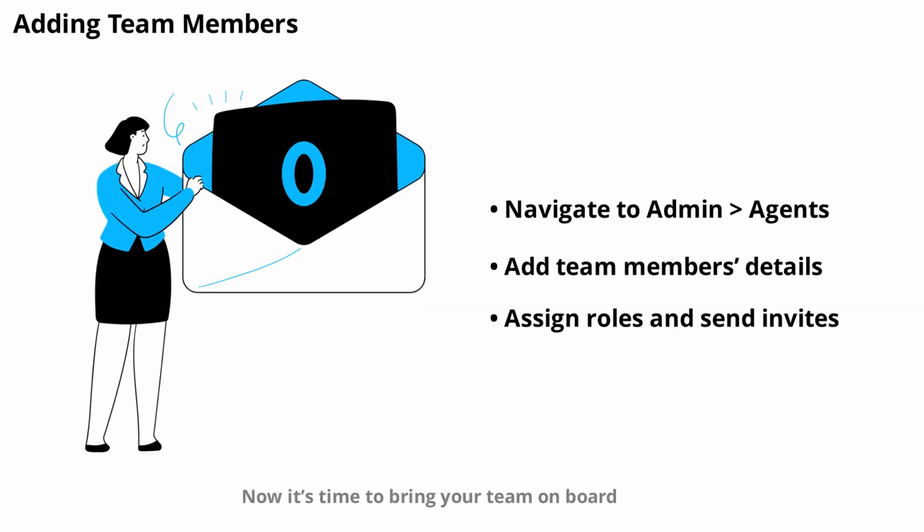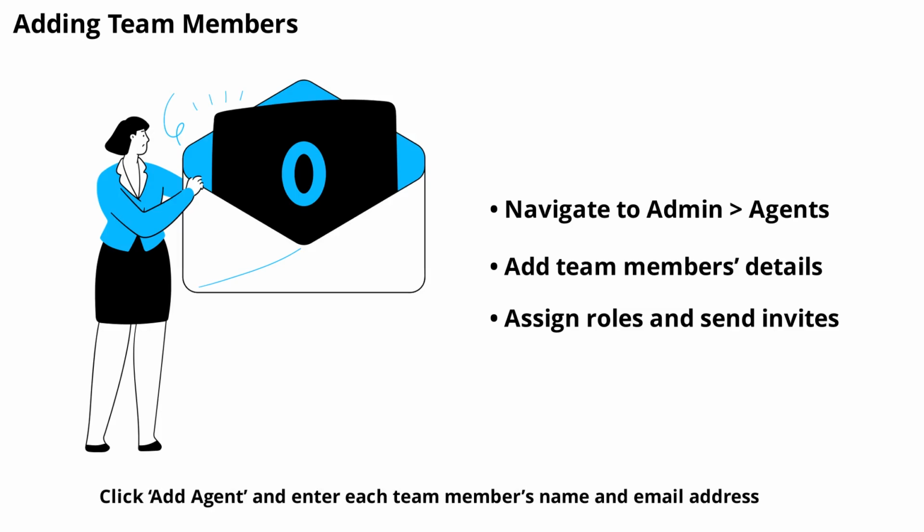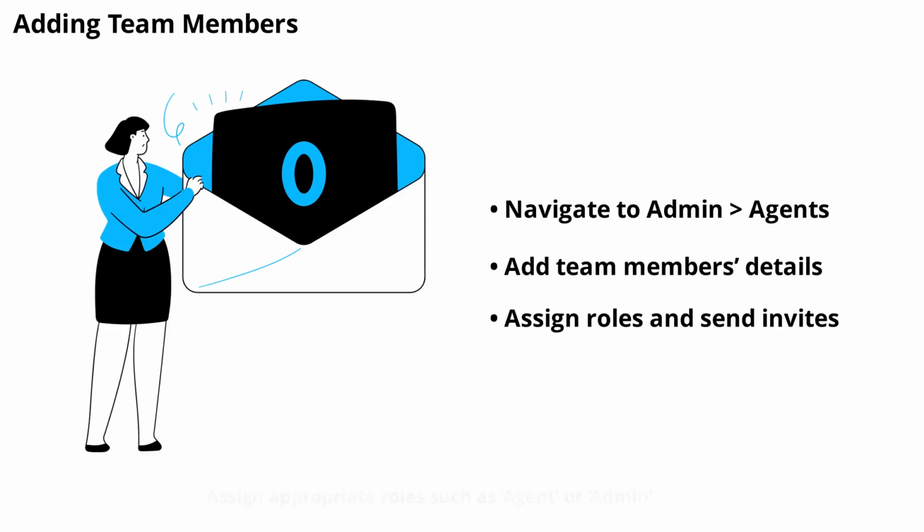Now it's time to bring your team on board. Go to the Admin section and select Agents. Click Add Agent and enter each team member's name and email address. Assign appropriate roles, such as Agent or Admin, depending on their responsibilities. Each member will receive an invitation email to join your Freshdesk account. This step ensures everyone has access and can start collaborating on support tickets right away.